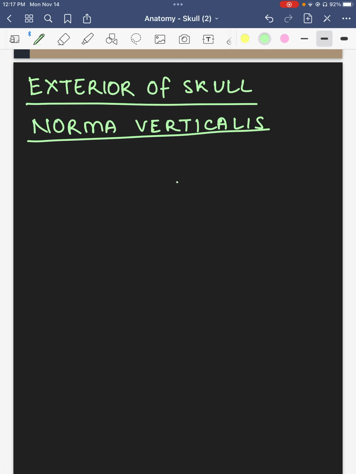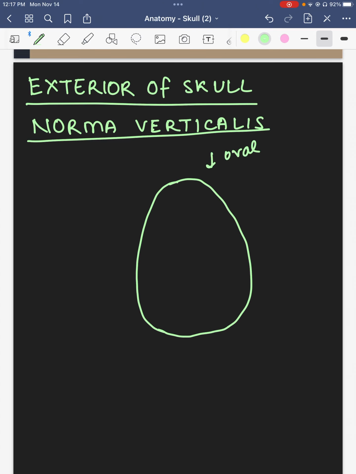First of all, let's draw a rough outline of a skull. If you see it from above, it is oval in shape, and the wider part is posteriorly. It is wider than its anterior side. As you can see, it's wider here and comparatively narrower this side.